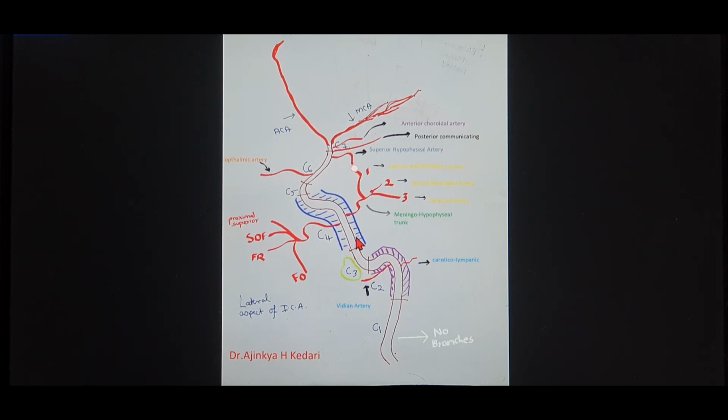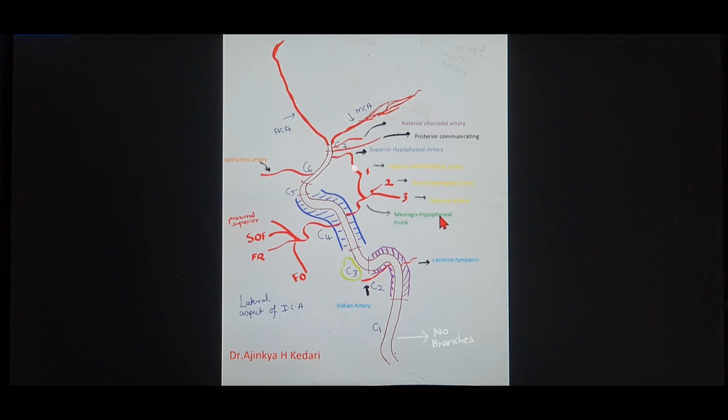C4 is the cavernous part of the internal carotid artery. Now this is the most important thing which you have to remember. It has got two main trunks of arteries. This trunk on the medial aspect is the meningohypophyseal trunk, and the one on the lateral aspect is the inferior lateral trunk.